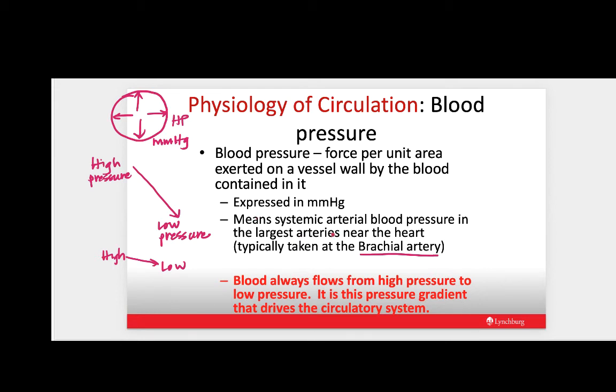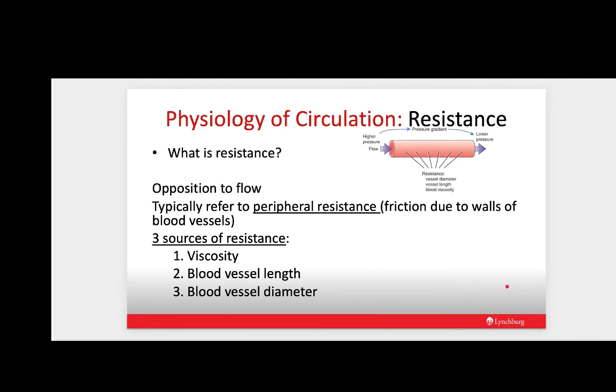So blood always flows from high pressure to low pressure. This is true in the circulatory system, and we also saw this true in the heart. So the pressure gradient drives blood flow in the circulatory system and in the heart, right? Everywhere we see this as a way that blood is moved.